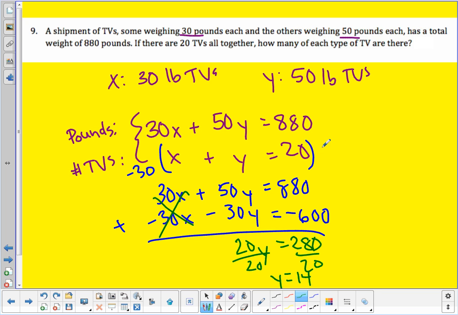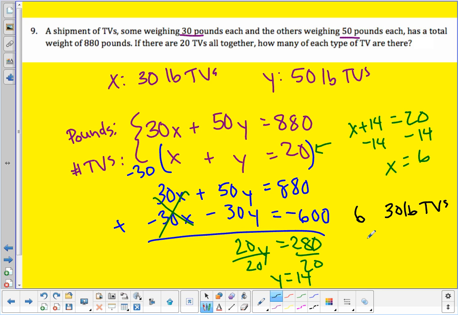I'm going to plug it into this bottom one because that equation just looks a lot easier. So I have x plus 14 is equal to 20. Really, I'm just taking 20 and subtracting the 14. So if I know 14 of them are 50-pound TVs, then I know 6 of them are 30-pound TVs. And that's exactly how I'm going to write it. 6 30-pound TVs and 14 50-pound TVs.